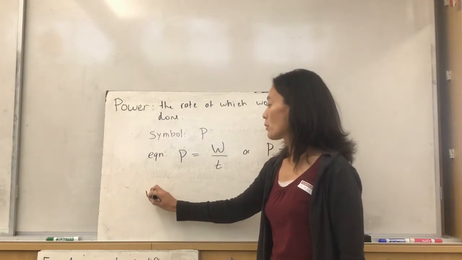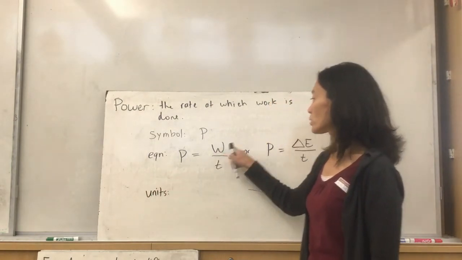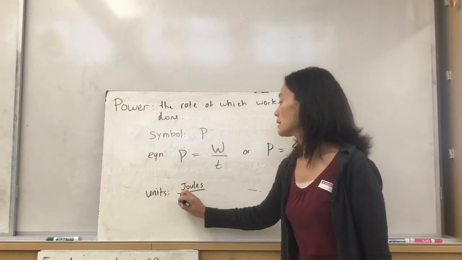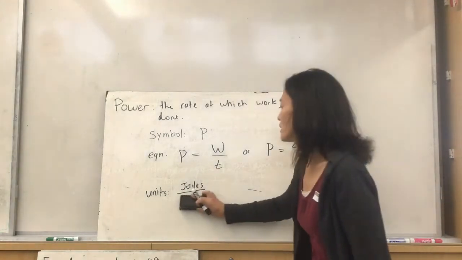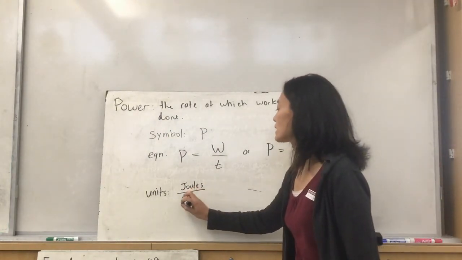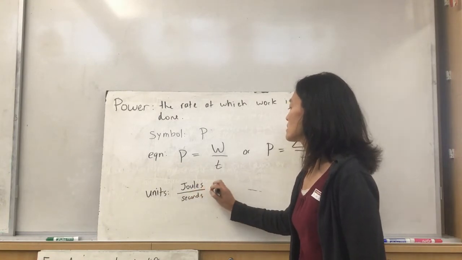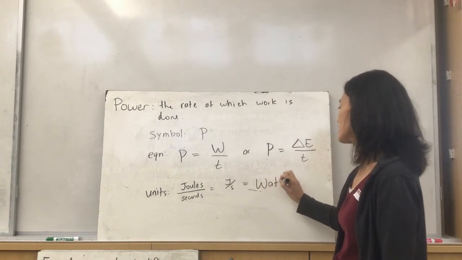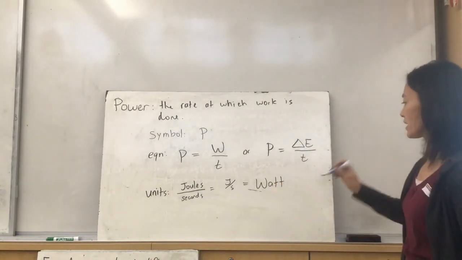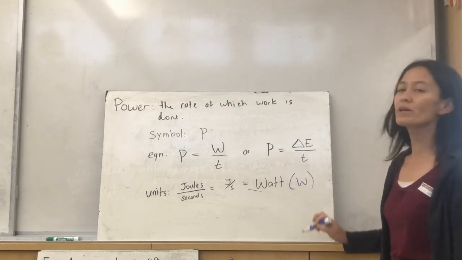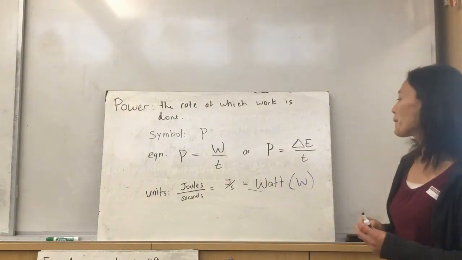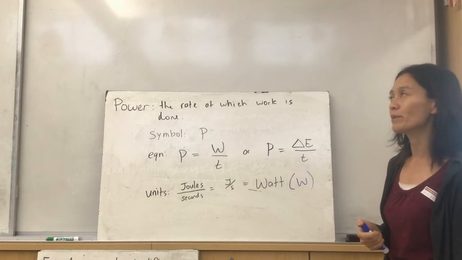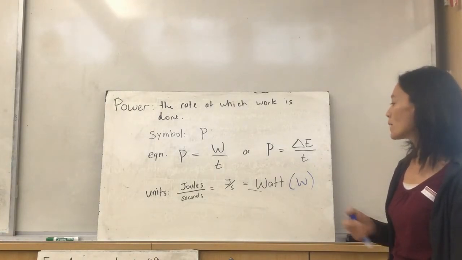The units for power: work or energy are in units of joules. And time, I was going to say, time is the units of time. That's not right. Time is in units of seconds. So this is joules per second, which is equal to a watt, abbreviated capital W. And you're like, awesome, another W. Whenever a unit is named after a person, it's capitalized, like newtons is capital N, joules is capital J. So watts is named after James Watt.